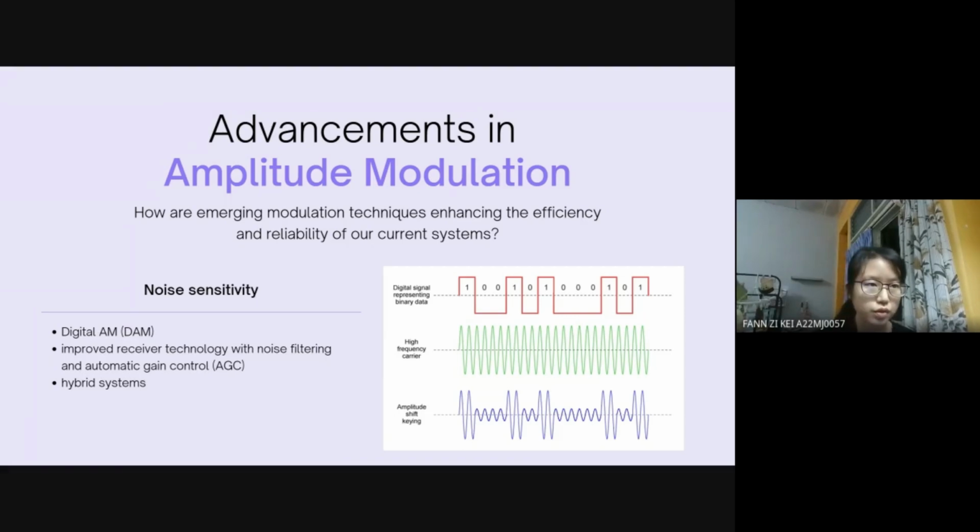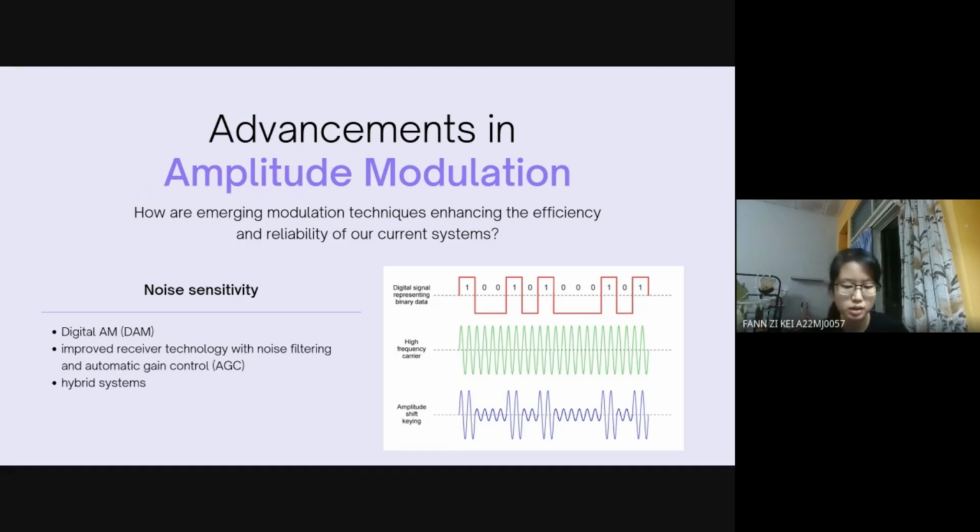So for the second method, it is improved receiver technology with noise filtering and automatic gain control. So it is on the receiver side that we need to reduce the noise for AM so that the noise won't affect the message that we need to send and receive.